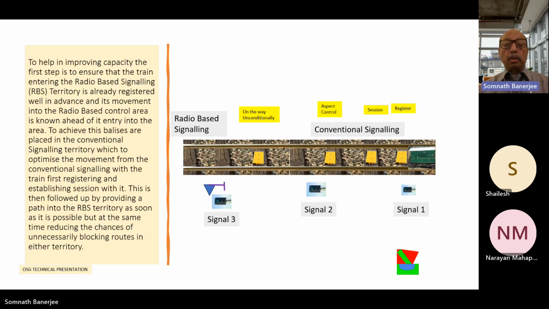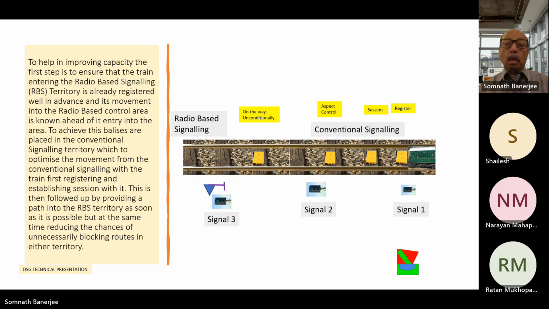We want that when a train from a conventional signal is entering a territory controlled by radio signaling, it should approach this border at a speed which is sufficient to ensure that when it is already in the radio based signaling territory, the path is available sufficiently in advance of the border, and the train can then be safely brought to a stop before any hazard in the radio based signaling territory.